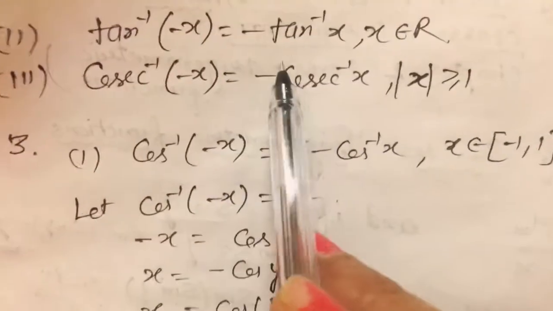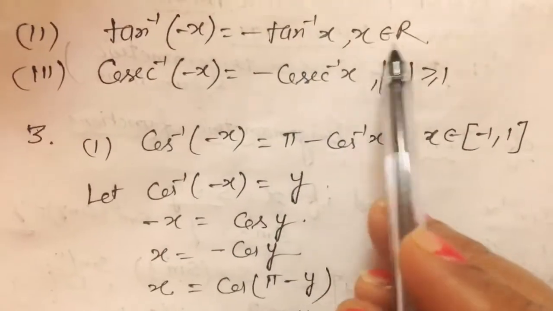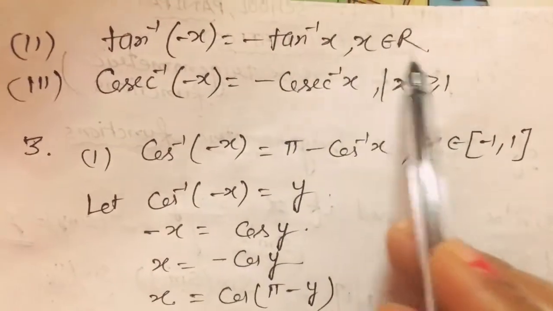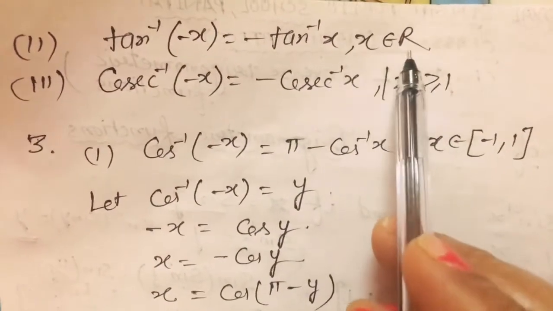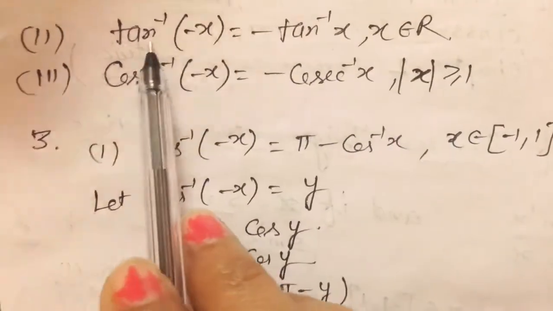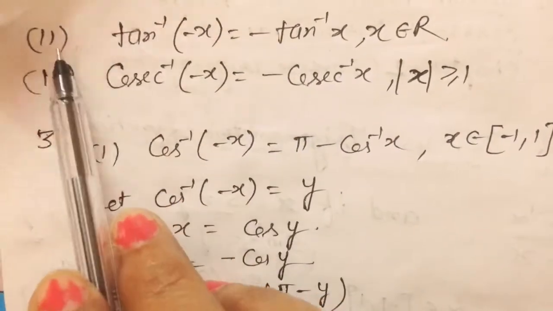Now come to the next. The second property is the same. Tangent inverse minus x is equal to minus tangent inverse x. Here x belongs to all real numbers. Tangent inverse domain, we know that x belongs to all real numbers.